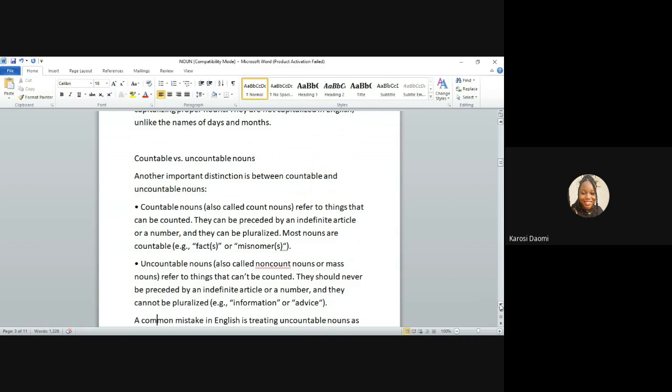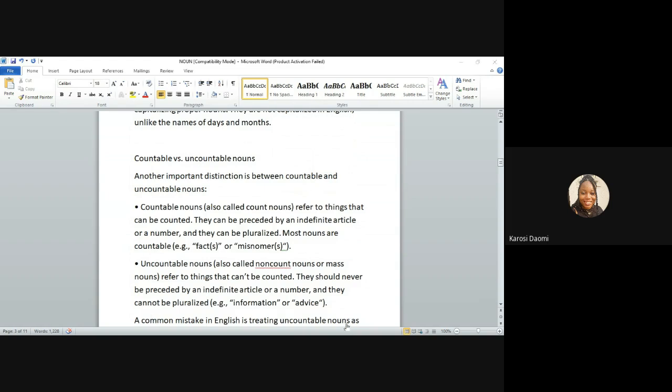For example, cars, houses, bags, people, to mention a few, umbrellas, fans, what have you. Most of the nouns that we have are countable. So just drop in the chat box examples of countable nouns that you know. I'll be on the lookout for it.